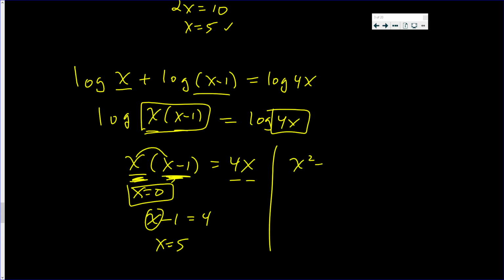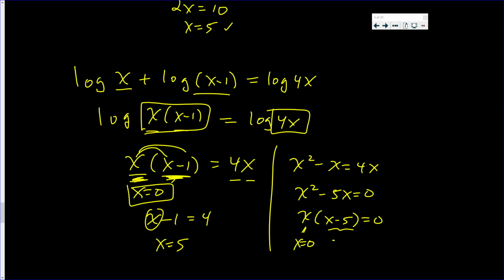Or we could have distributed. You get x squared minus x is equal to 4x. X squared minus 5x is 0. Factor out the x. You get x times (x minus 5). So either x is 0 or x is 5.